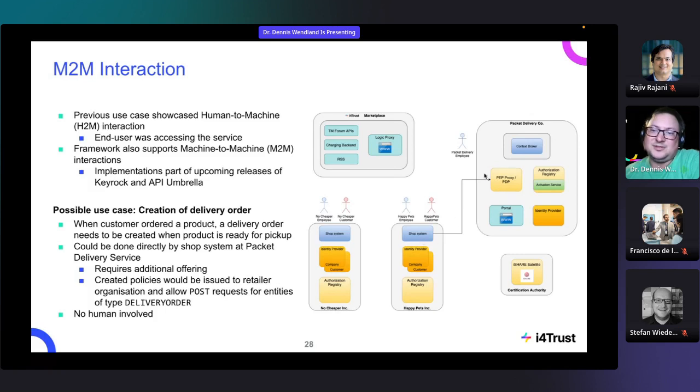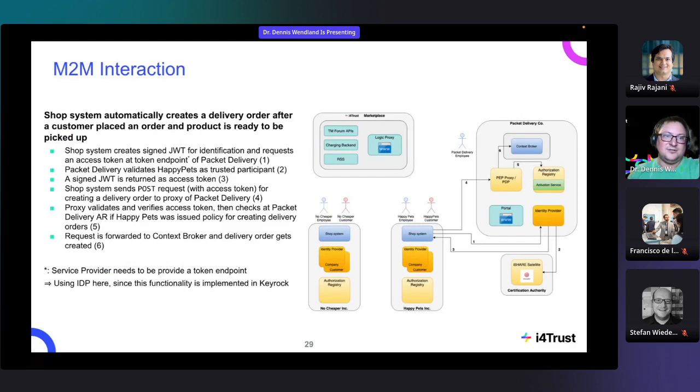So that would be, for instance, a purely machine-to-machine interaction, where the shop system would directly create the delivery order. This would require an additional offering to be placed on the marketplace, which such retailer shops could also acquire. And there would also be policies issued to the retailer organizations allowing them POST requests to initially create entities of type delivery order. In this case, no humans are involved.